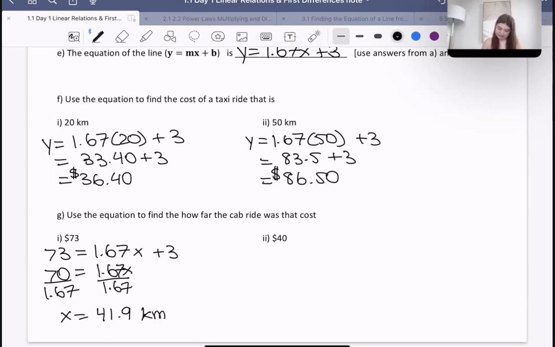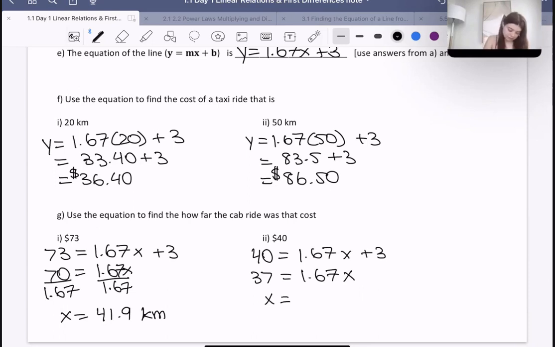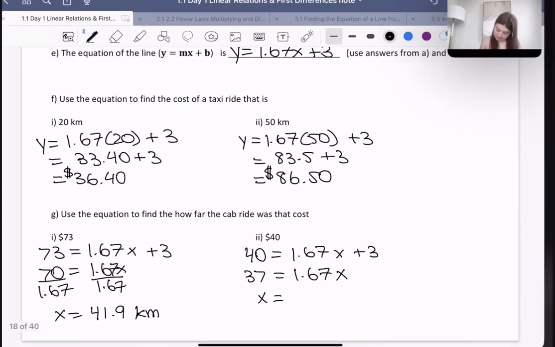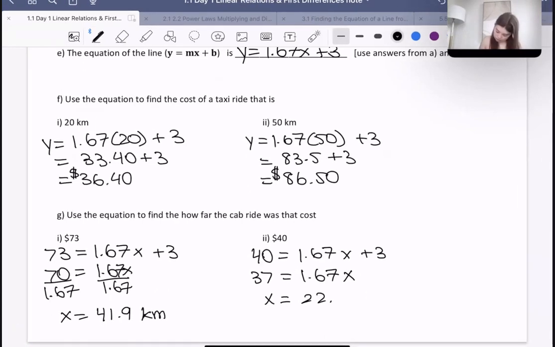if we paid $73. And then if we paid $40, we first take away 3 from both sides, and then we divide both sides by 1.67. So 37 divided by 1.67 is about 22.2 kilometers. So close to 22.2 kilometers if the cab ride costs about $40. So there we have it.